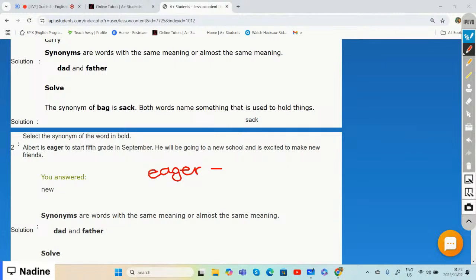And if we were to choose another word that's the same as or almost the same as eager, then we would say it's excited. All right, so now we're going to our test.